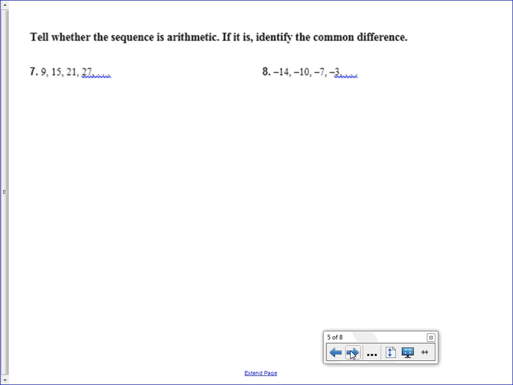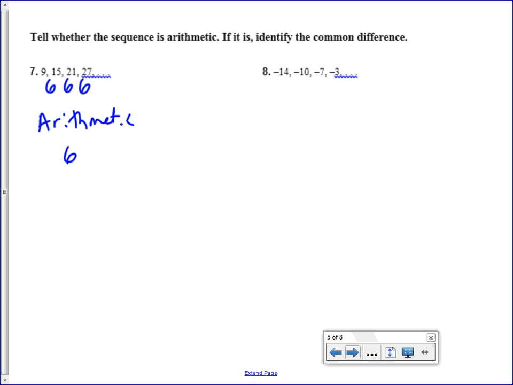So if we take a look at the first one, here we increase by 6, we increase by 6, we increase by 6. So this one is arithmetic. So we write arithmetic.